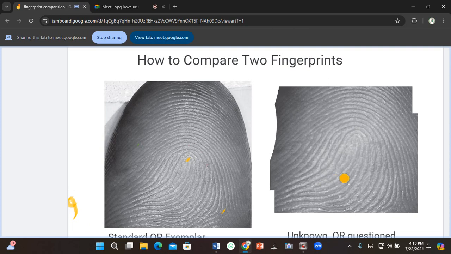This one also. This is our delta here. 1, 2, 3, 4, 5, 6, 7, 8, 9. So you have 9 also. This is our core. So between the core and the delta, we have a ridge count of 9. Then let's move ahead.